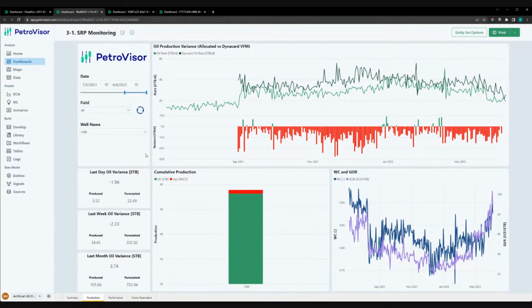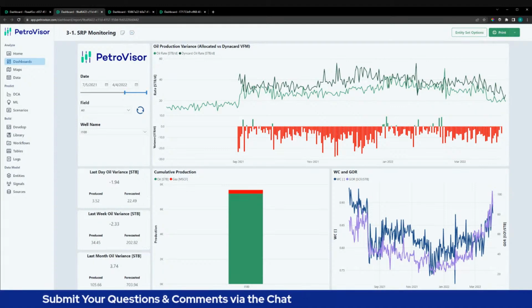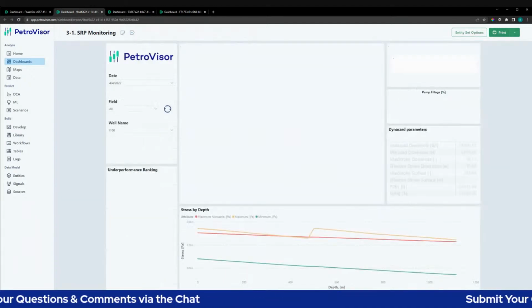So when I look at this one well, and what I've done is I've filtered this here to be within a 10-month time period, we can see that this well is very much, from a production standpoint, underperforming against what we had forecasted. Okay. So now I want to take another deeper look, like what might be some of the reasons. So let's look at the performance.